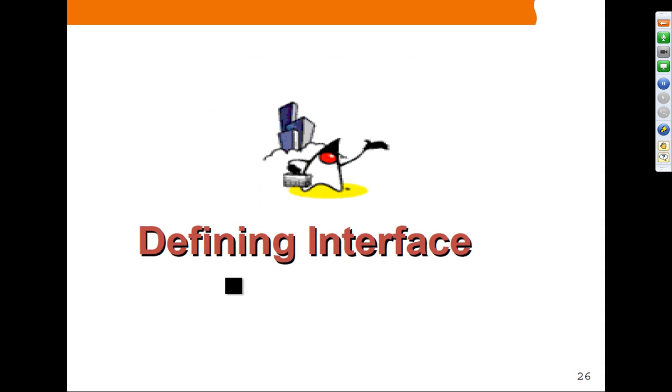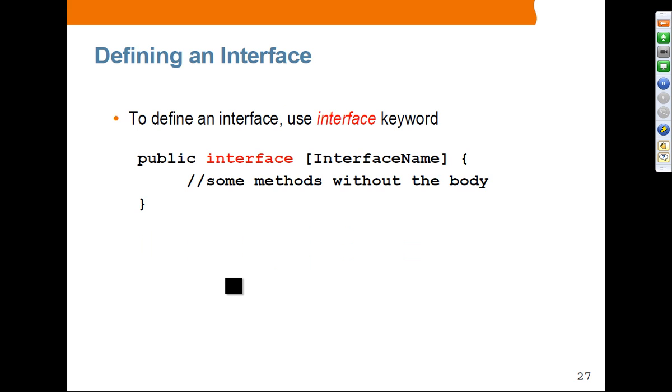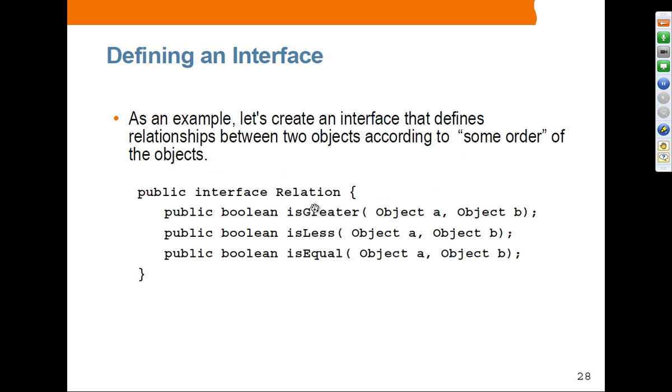We have seen the example of defining an interface already. Just to go over the syntax one more time, you use the interface keyword. You start with public and then the interface keyword, then you provide the name of the interface, and then a set of methods. Those are abstract methods. This is an example that we have seen before, right? We define a relation interface, and it has 3 abstract methods.